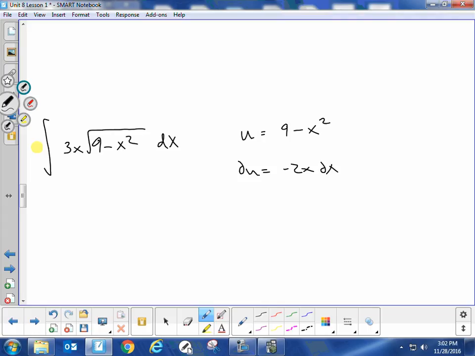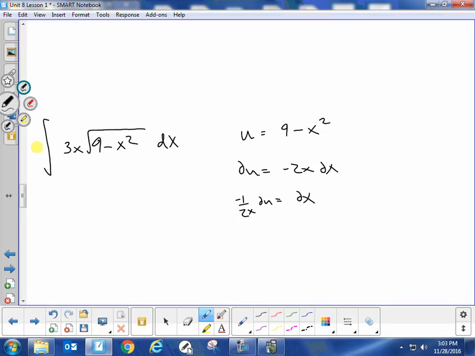Now, let's go ahead and solve for dx. That's the next step. Solve for dx. Write it as 1 over whatever you have times du. Keeping the du and the other stuff separate will help. Everybody with me?